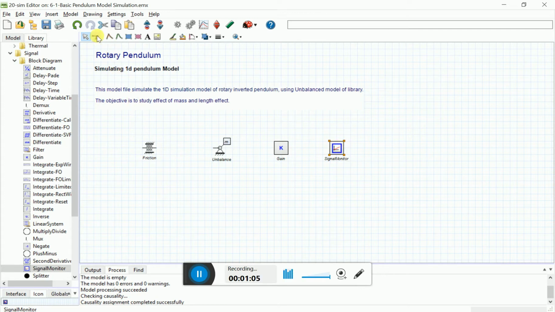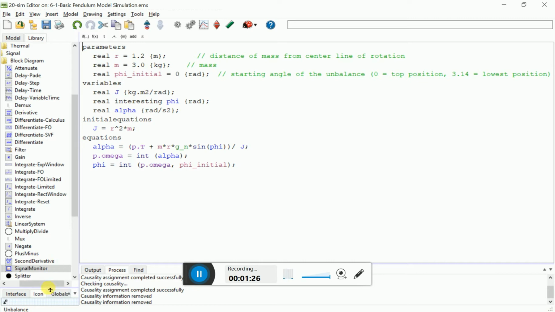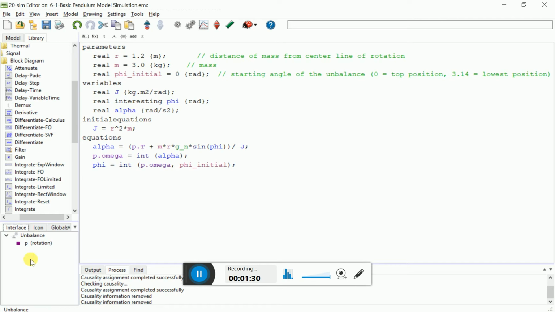I start making connections. So friction to the pendulum shaft and the output of this. Okay. Now this unbalanced is not giving an output, so we can open this, and at the same time I open this and extend this model. So here you can see that the unbalanced model has only one port, which is the input.